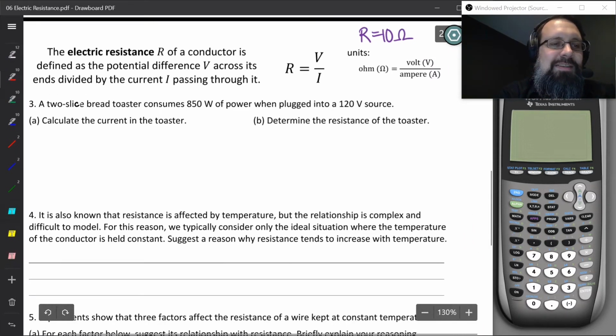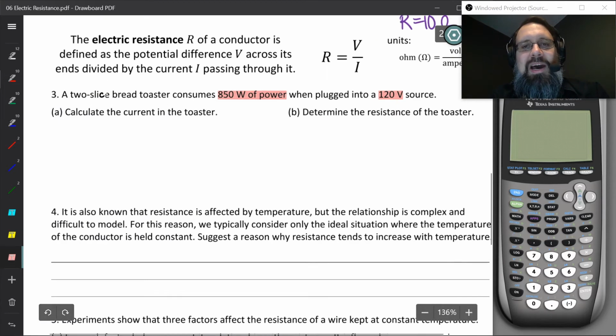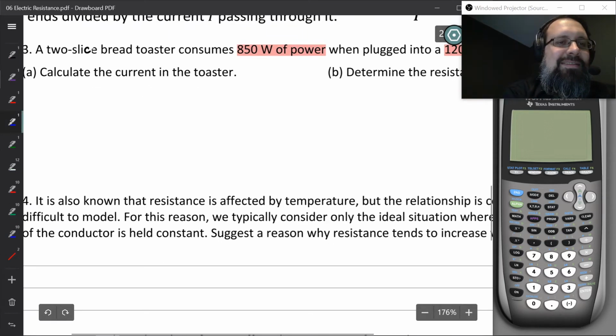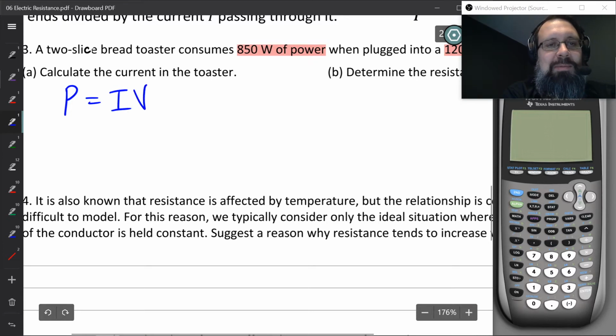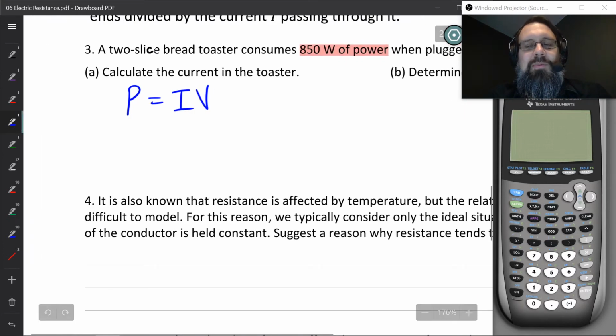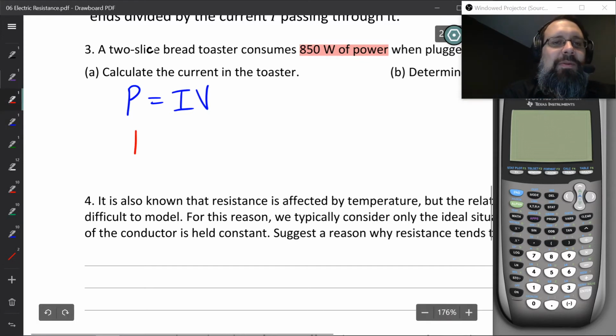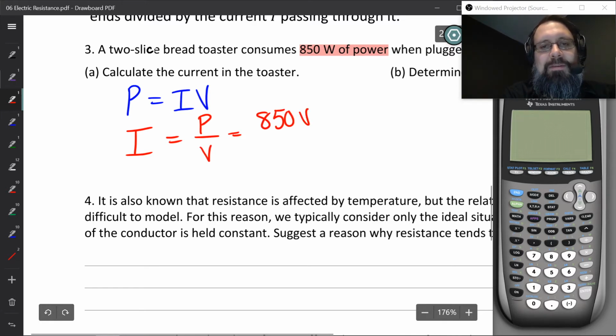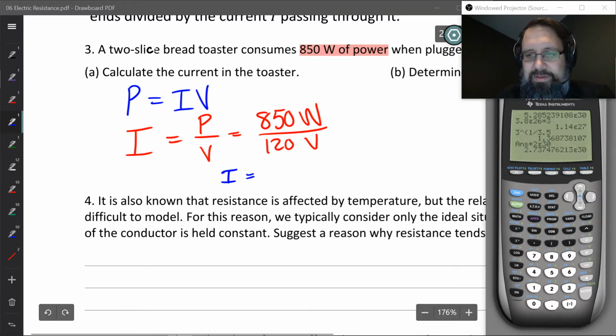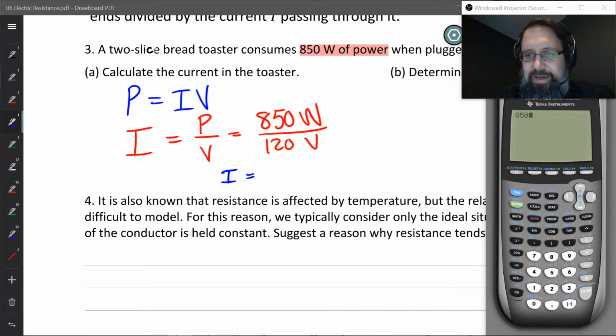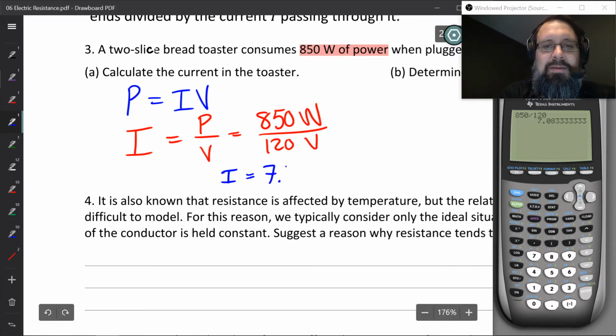Okay, so we did this. This is just a tie back to last lesson. So 850 watts of power, 120 volts. The equation to relate power and volts is P equals IV: power equals current times potential difference. We know the power, we know the potential difference, and we're trying to find the current. So the current through the toaster is just the power divided by the potential difference. So it's 850 watts divided by 120 volts, so the current is 850 divided by 120. So we get about 7 amps of current. I'll just write that as 7.1 amperes.